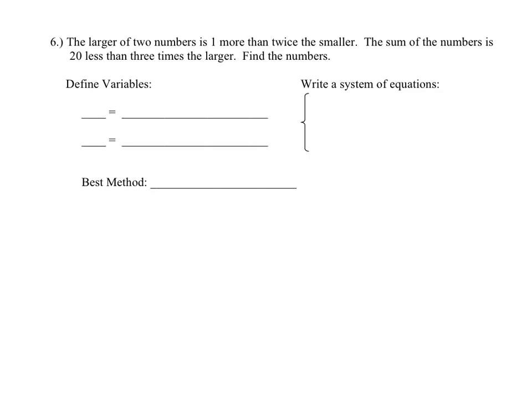Okay, number 6 is one of my favorite problems. It's also a little tiny bit confusing. So, it says here, the larger of 2 numbers is 1 more than twice the smaller. So just notice right now, the first sentence used the word larger, and it's being compared to the smaller. The second sentence says the sum of the numbers is 20 less than 3 times the larger.